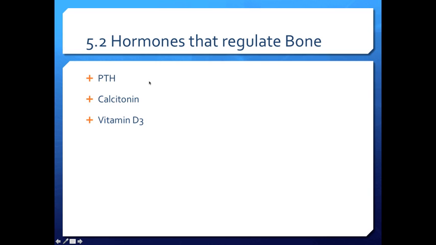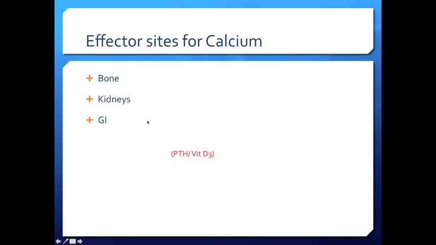The three hormones that regulate the concentration of these minerals are PTH, secreted by the parathyroid gland, calcitonin, secreted by C cells or parafollicular cells found in the thyroid gland, and finally vitamin D3. Vitamin D3 synthesis is a multi-step process, and I will talk about that in subsequent slides.